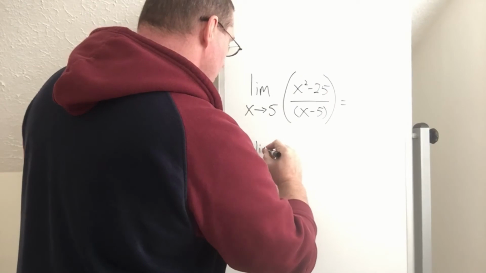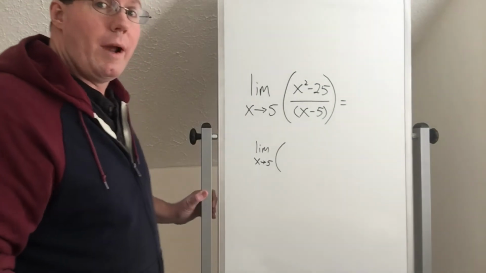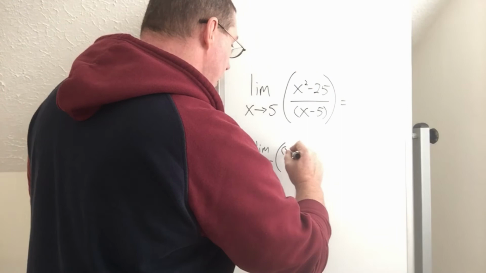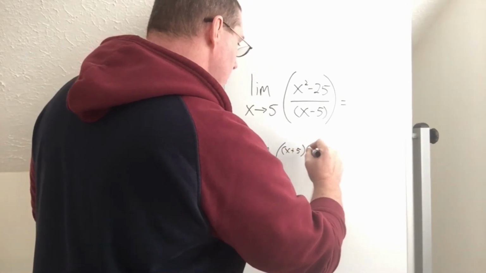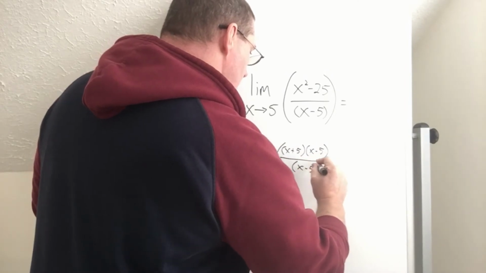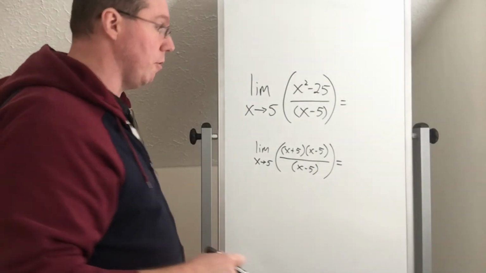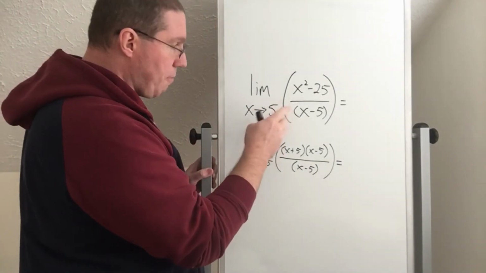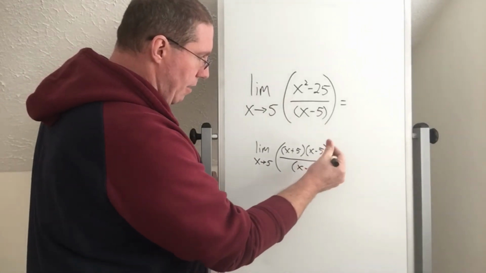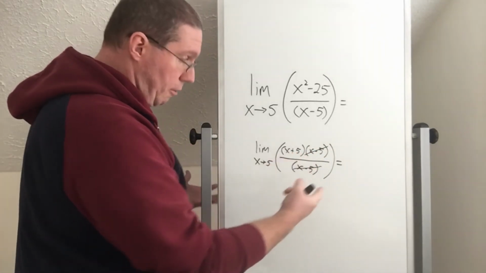So now what this becomes is the limit as x approaches 5 of, this is a difference of squares, it factors into x plus 5 times x minus 5. So I'll have x plus 5 times x minus 5 over x minus 5. Step 3 now says to cancel the x minus k, so x minus k would be x minus 5. So I've got to cancel the x minus 5 here and the x minus 5 here. Cancel, cancel. And what that leaves me with is just x plus 5.